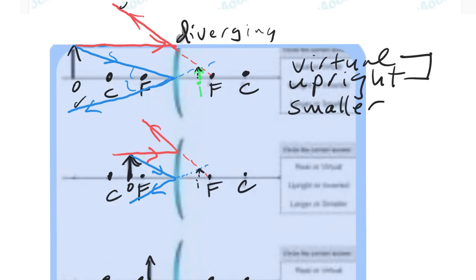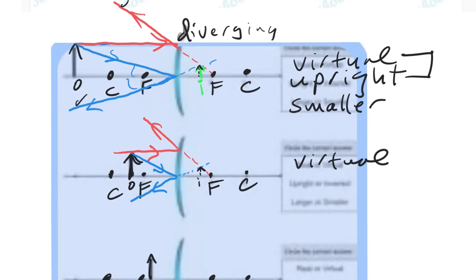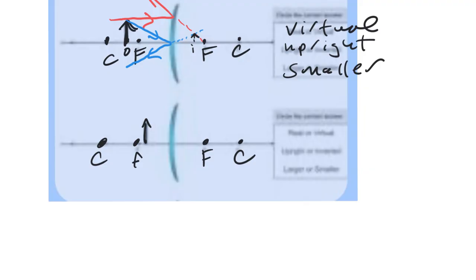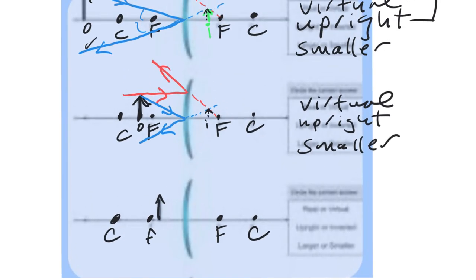And so the image is virtual because it's formed behind the mirror, because the reflected rays did not converge in front of the mirror. It's upright, and it's smaller than the object. This is the same kind of idea. You're not going to get any variety with a diverging mirror. So let's just try it again. Parallel goes through F. Do not do this, okay? Because that's what a converging mirror would do.